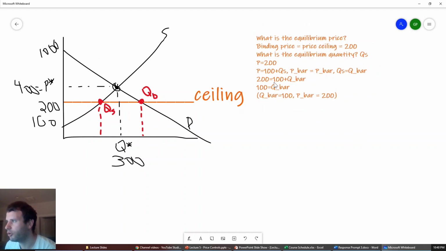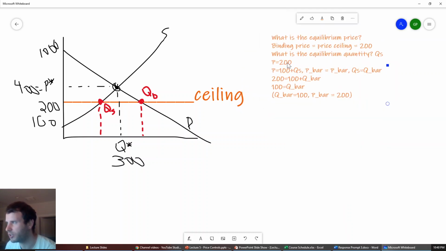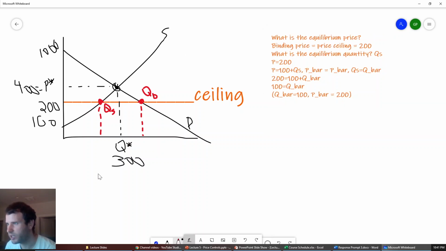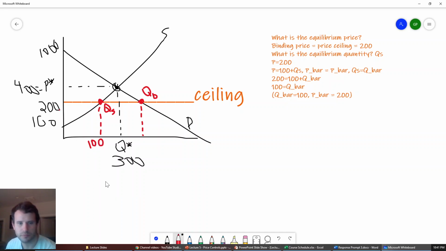Okay, so again, we had two equations. The first equation was the equation for the price ceiling, P equals 200. The second equation was the supply equation, P equals 100 plus QS. So we use those to find the intersection of those two graphs, and we get 100 comma 200. So 100 and 200 over here. All right.